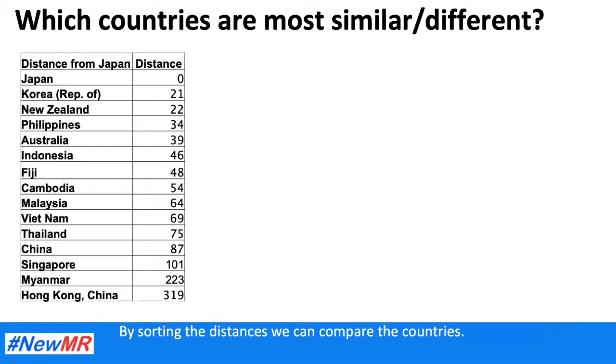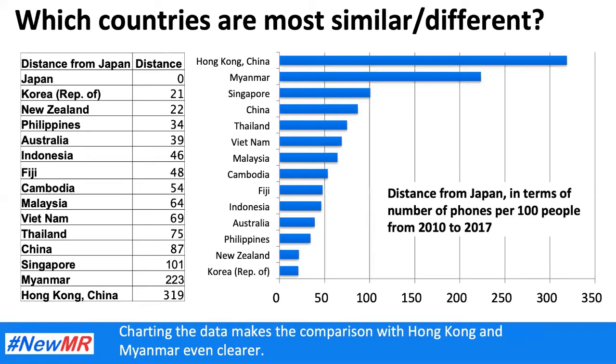And that data is okay, but there's not a lot of data there. So actually, we can make that comparison much clearer by showing it graphically. And when we show it graphically, what we see is there are only 2 countries that are very different to Japan over that period of time, from 2010 to 2017. It's Hong Kong and Myanmar. They are very different. That is the story.